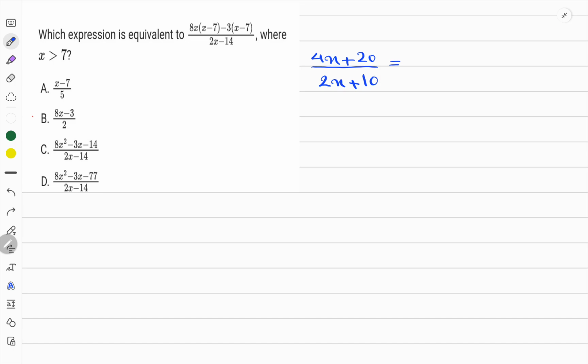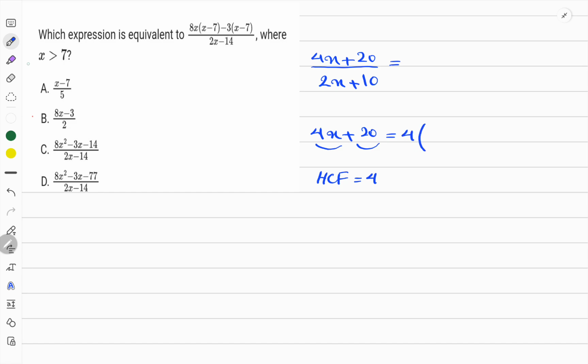To simplify the numerator and denominator of an algebraic expression, first we should express them as a product of factors. What does this mean? 4x plus 20 is a binomial, which means that we have two terms, 4x and 20. The highest common factor between 4x and 20 is 4. This means that 4x is divisible by 4 and 20 is divisible by 4 too. So you can factor out 4.